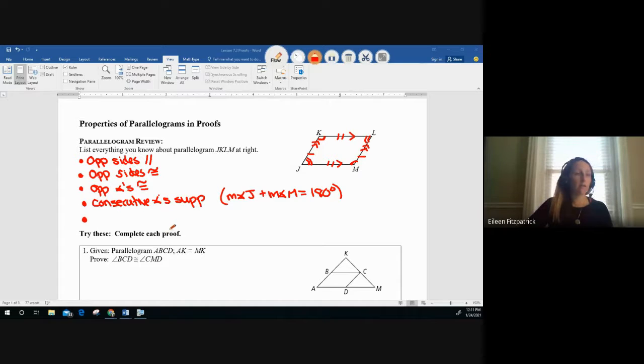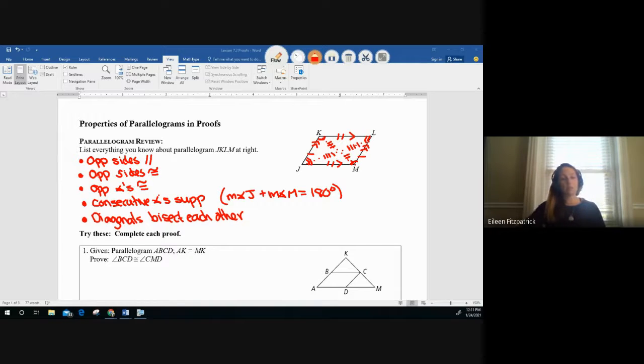And the last thing we learned was about the diagonals. What did we learn the diagonals do to one another? They bisect each other. So 3 tick marks, and then it's going to get messy, 4 tick marks, 4 tick marks. So we learned that the diagonals bisect each other. All right, again, this is all important information because these are the justifications we're going to be using in our proofs. And you'll see how we write them as we get into the proofs.